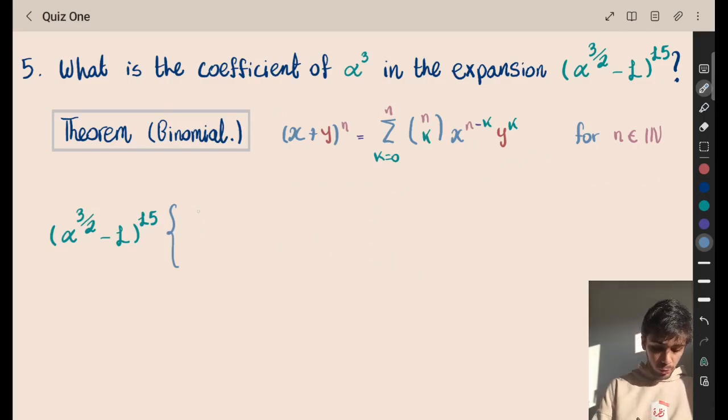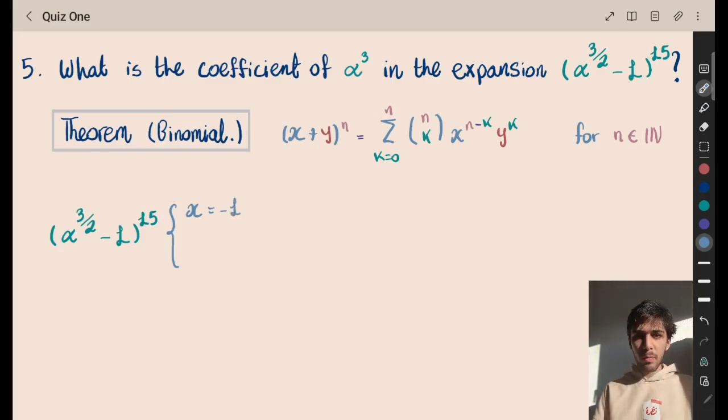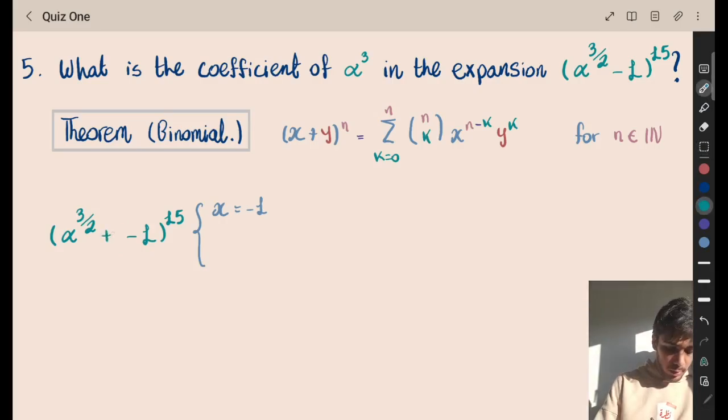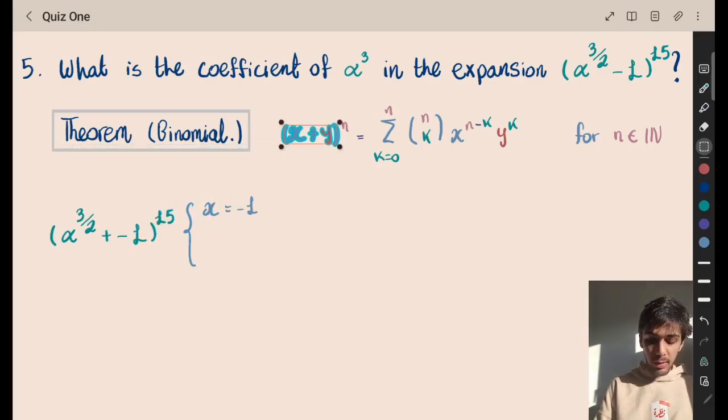First off, I'll choose x to be equal to minus 1. You could also choose x to be alpha to the 3 over 2. It's not really a big issue. But the reason I can choose minus 1 is because minus 1 is simply adding a negative number, right? And what we have here is an addition formula. So it shouldn't be too difficult to maneuver it, which is why we write x is equal to minus 1.